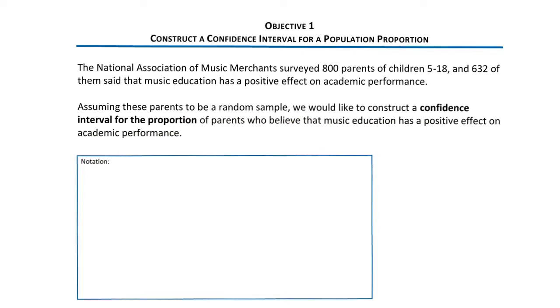Let's look at objective 1, construct a confidence interval for a population proportion. Does learning music improve your grade? The National Association of Music Merchants surveyed 800 parents of children 5 to 18 and 632 of them said that the music education has a positive effect on the academic performance. Assuming these parents to be a random sample, we would like to construct a confidence interval for the proportion of parents who believe that the education has a positive effect on academic performance.